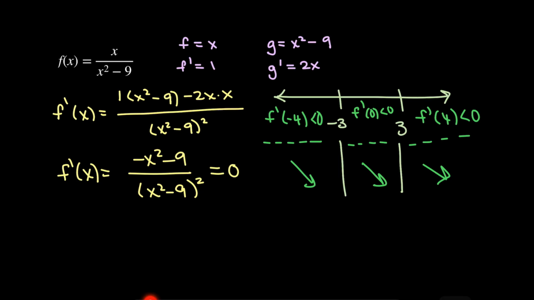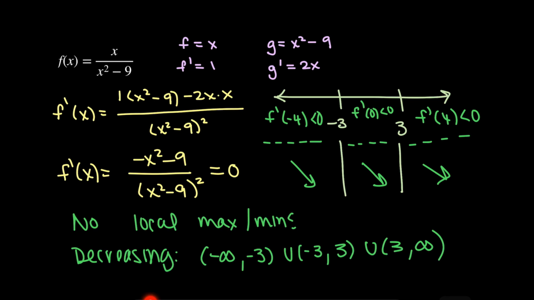So this tells me that the function is always decreasing. There were no critical points, so there are no maxes and mins. So we have no local maxes and mins, and the function is decreasing from -infinity to -3, -3 to 3, and 3 to infinity.